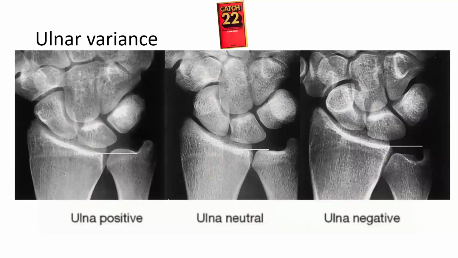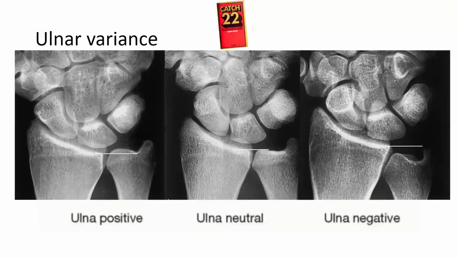Now, another thing that we commonly look at here is the ulnar. All those values that we've previously talked about are all to do with the radius. Now, to do with the ulnar, the only thing that is commonly looked at, I would say, is the variance.